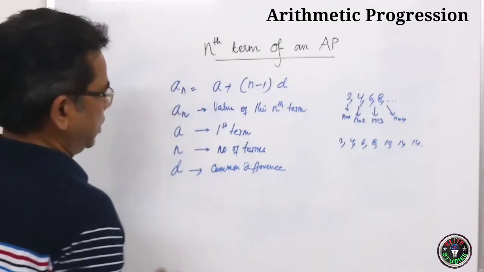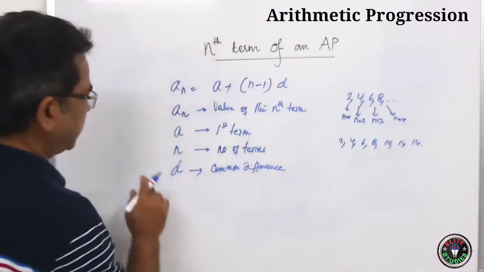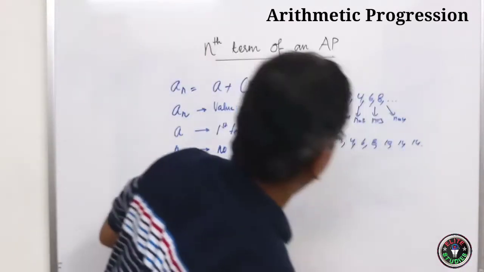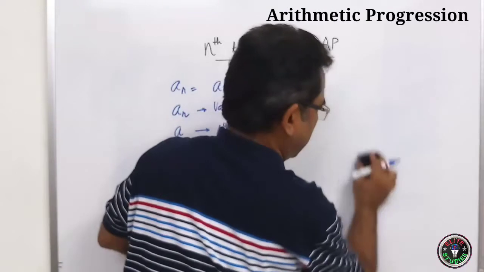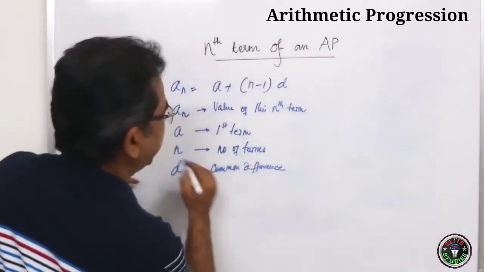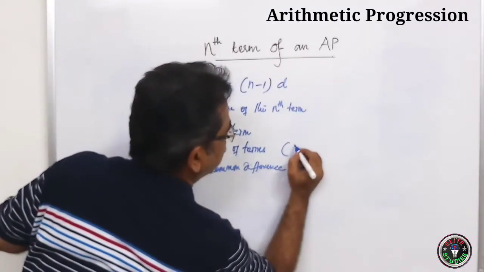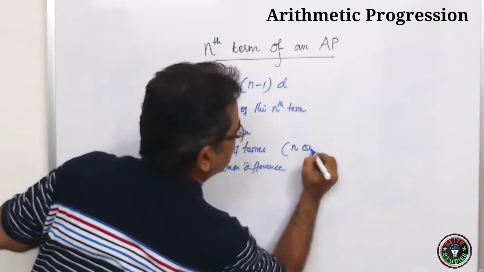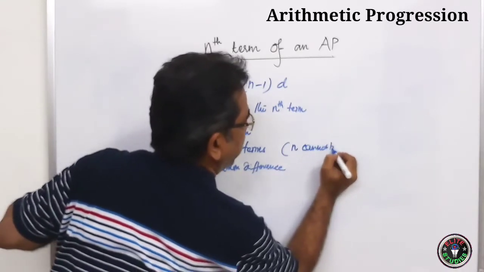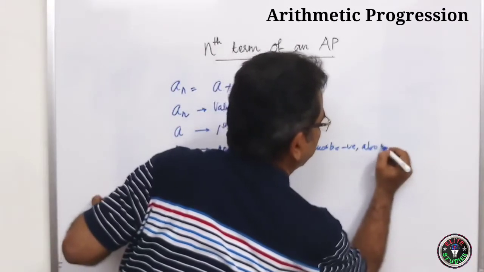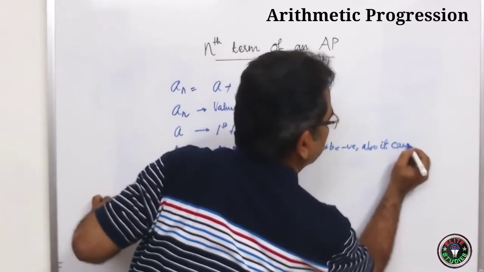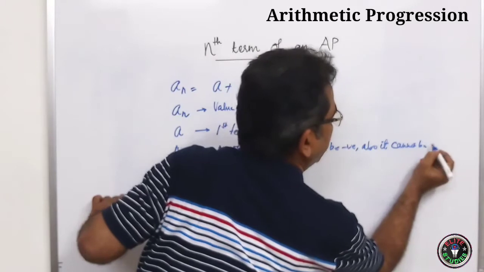So you understood? Now you see, the most important thing you must remember here, many questions depend on this: this n cannot be negative. Also, it cannot be a fraction.